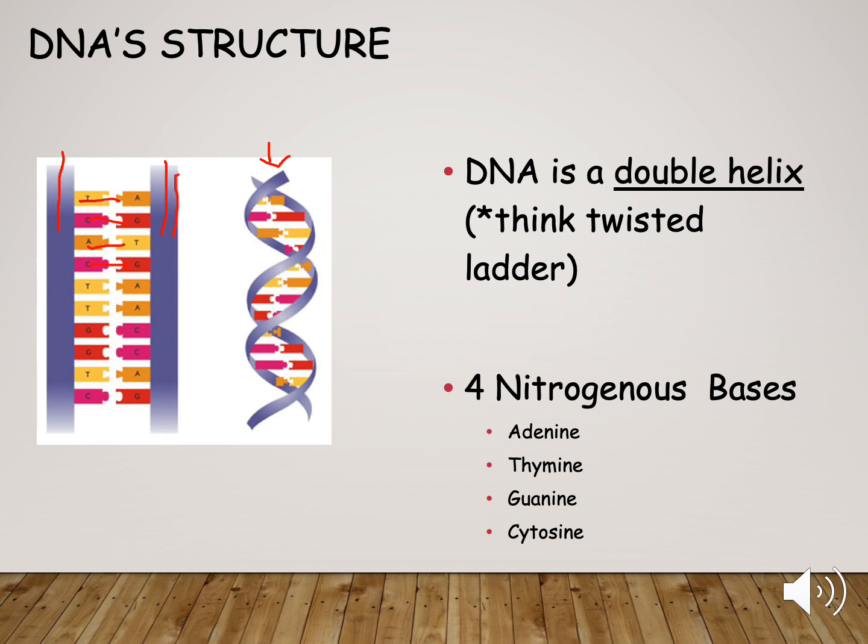Where you would put your hands on the ladder, this is where you'd find your phosphate sugar on both sides. Phosphate, sugar, phosphate, sugar. And then coming off the sugar molecules are the nitrogen bases. Thymine goes with adenine, cytosine pairs with guanine, adenine again with thymine, thymine again with adenine. Those are the nitrogen bases: adenine, thymine, guanine, cytosine.